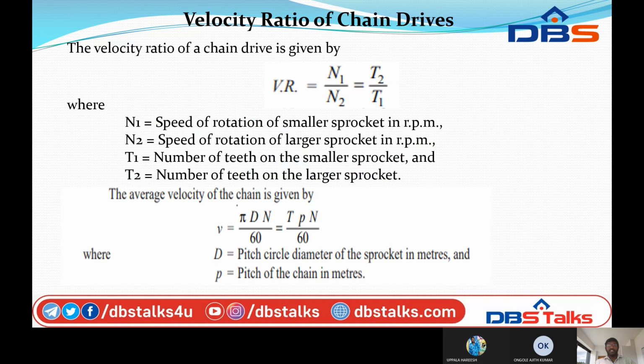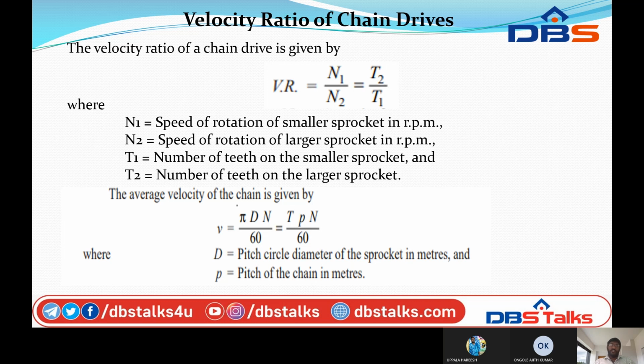Next, velocity ratio of the chain drive. The velocity ratio of the chain drive is given by VR, the velocity ratio, that is equal to N1 by N2 is equal to T2 by T1. This formula is similar to N1 by N2 is equal to D2 by D1, the diameter formula of the belt and rope drive. It is similar to the chain drive, so we replace it with T, where T means the number of teeth in the small sprocket and the number of teeth in the large sprocket.